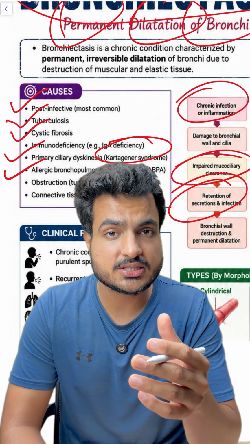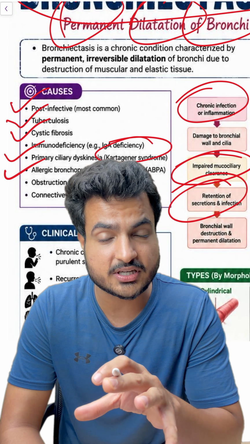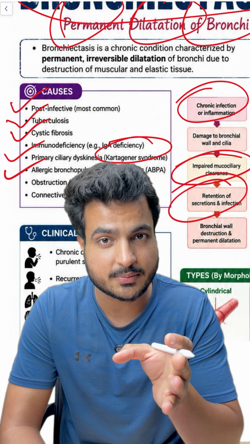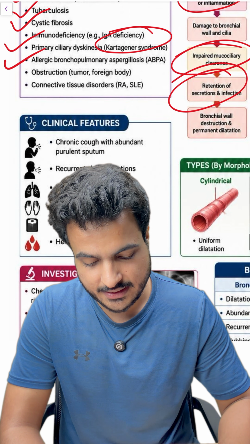Then ABPA, allergic bronchopulmonary aspergillosis. Aspergillus is a fungus which commonly affects patients of cystic fibrosis and asthmatic patients. There would be high IgE levels and eosinophilia. We'll discuss that in other videos.